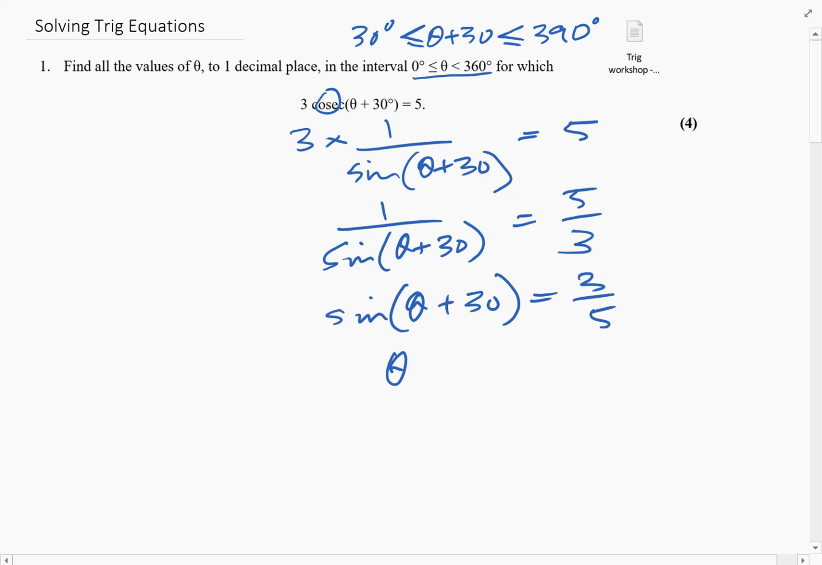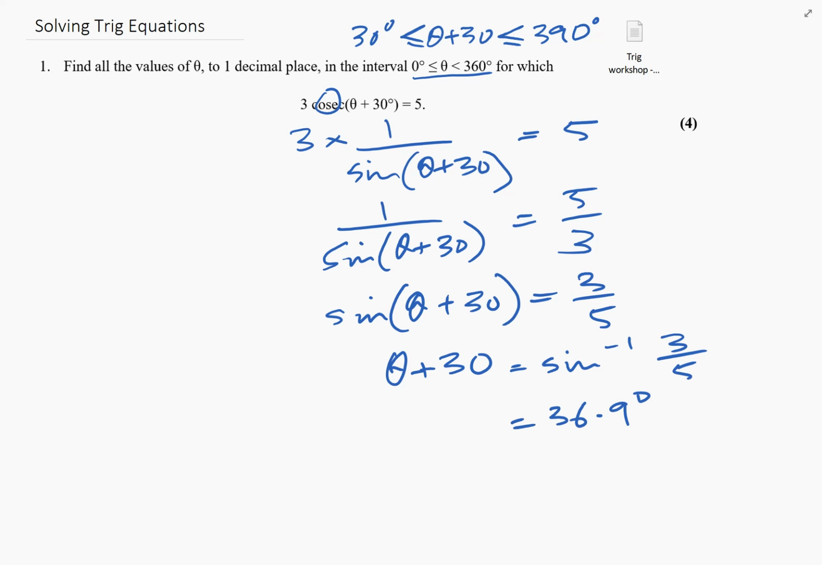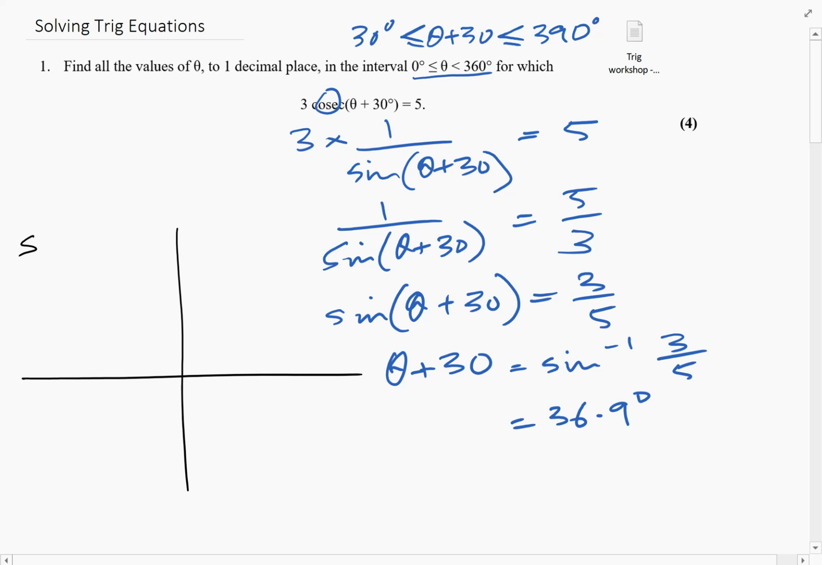So now we just do inverse sine of both sides. You need to make sure your calculator's in degrees for this, and I think you should get 36.9 degrees. That's your principal value that you get on your calculator. And whatever you do now, don't subtract 30. We'll do that at the very end. Before you subtract 30, you need to use the cast diagram to find all your other values. If you prefer to use a different method to the cast diagram, that's fine. If you like general solutions, use those. But I've always used the cast diagram.